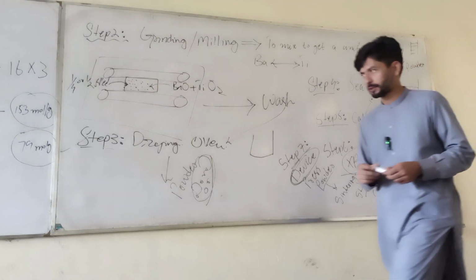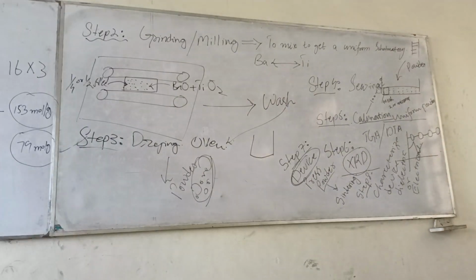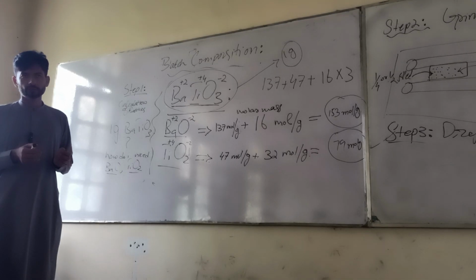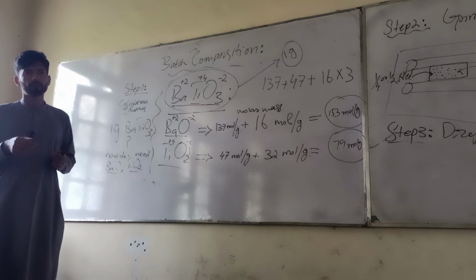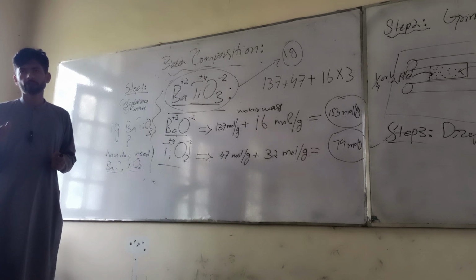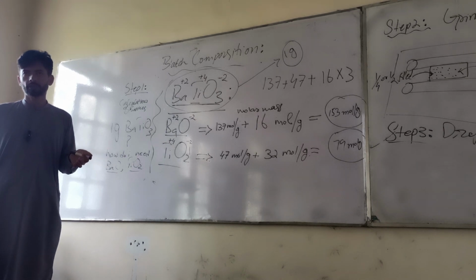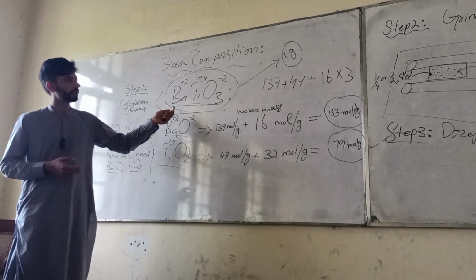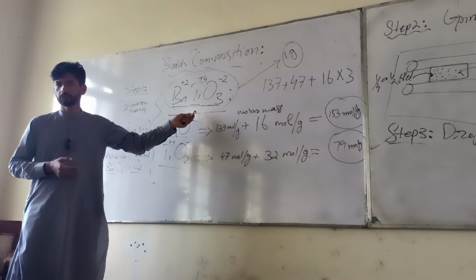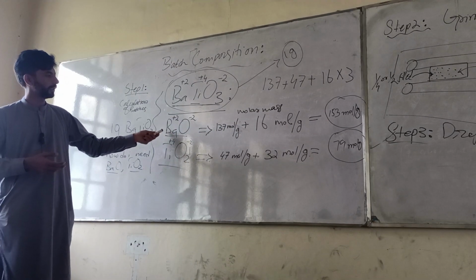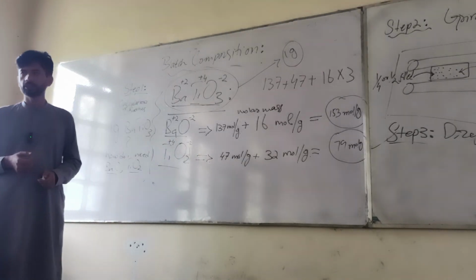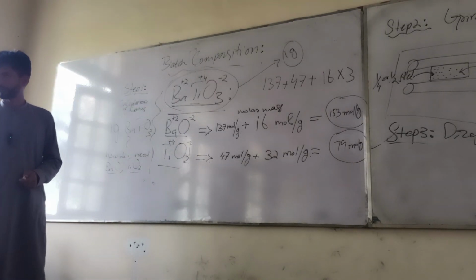Easy, no? So here again, for preparing some kind of dish, you need some ingredients from the market. Here you are going to prepare this dish, which is barium titanate, and the ingredients are barium oxide and titanium oxide. Okay?